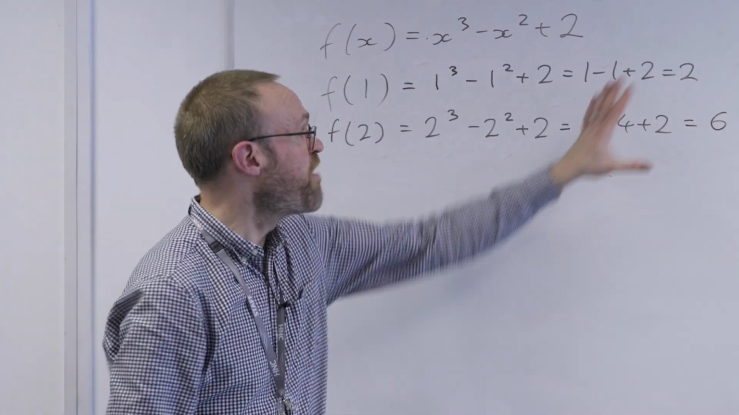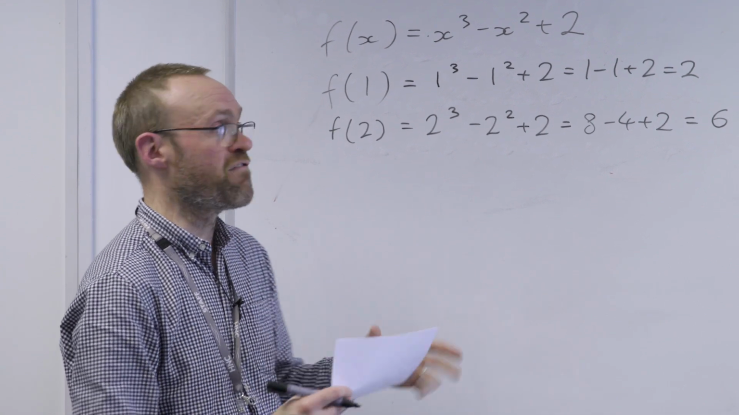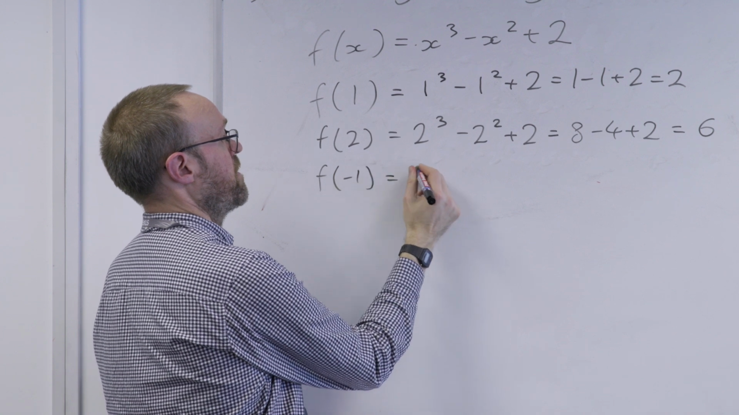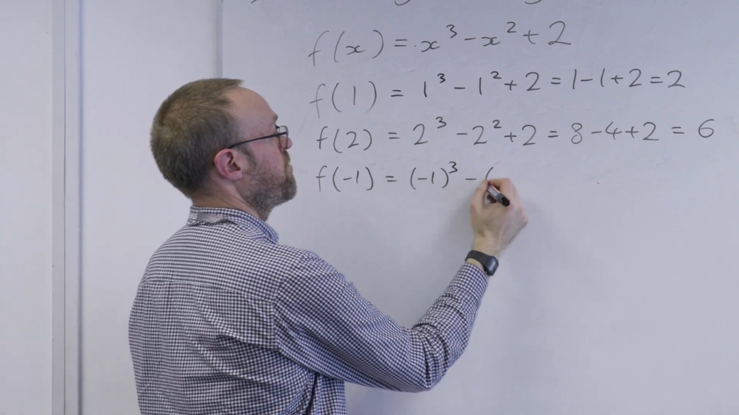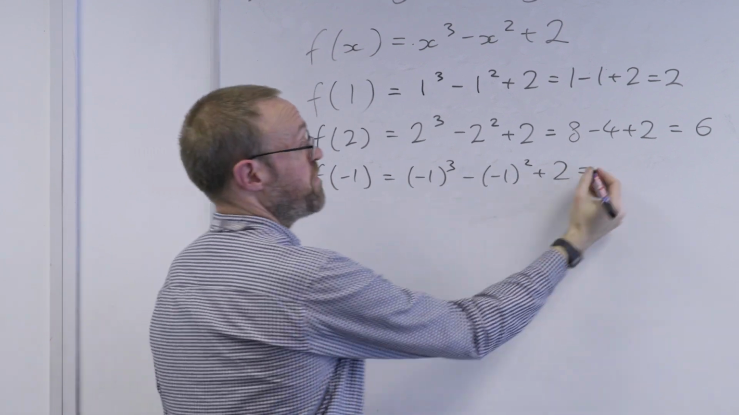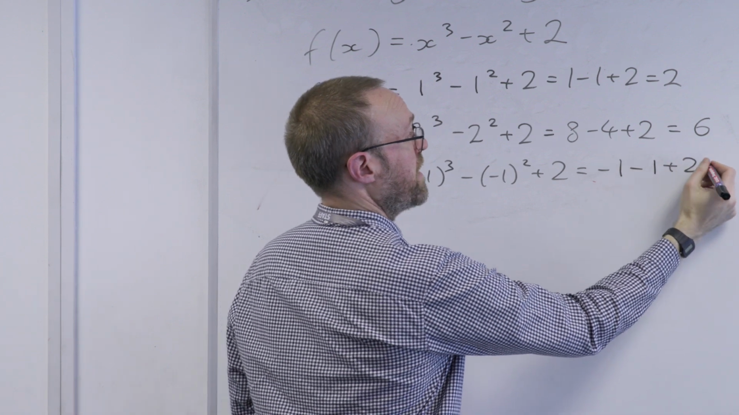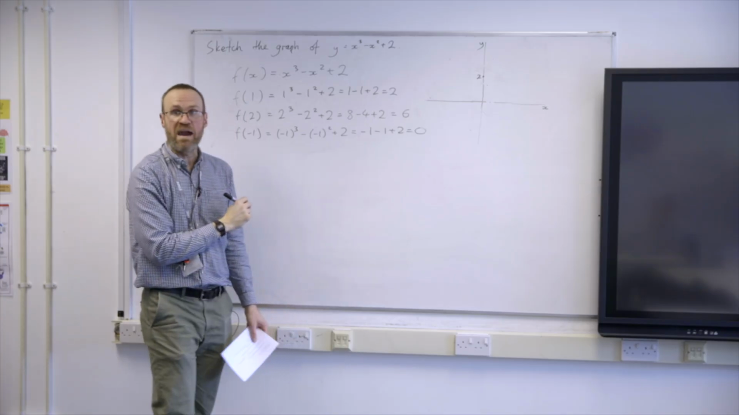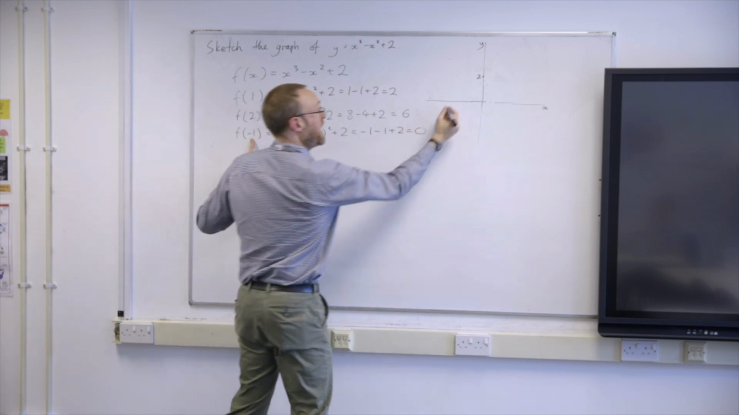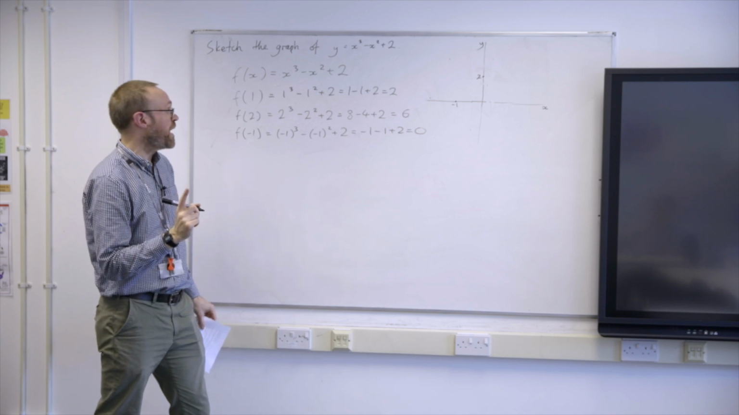So this isn't looking very promising. That number seems to be getting bigger, and I'm looking for something that gives me 0. So I'm going to try some negative numbers. Minus 1 cubed gives me minus 1. Minus 1 squared gives me 1. Plus 2 equals 0. So bingo, I've got it, right? It's 0. That's telling me at x equals minus 1, it crosses the axis. So I know it goes through that point there as well.